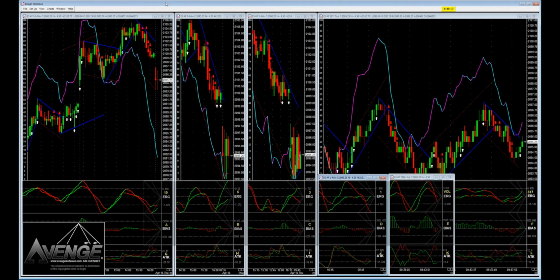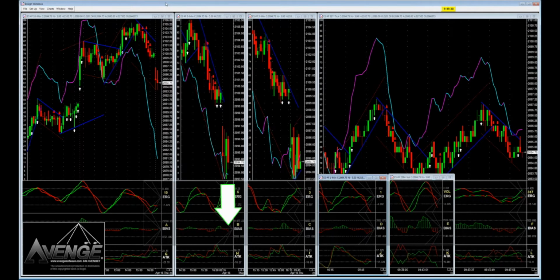The angles in the ergodics matter as well, but the angles in the bias are particularly important and play a significant role in our setups. As you can see right now in the B bias, it is angled significantly downward, and that means not only do we have a relative strength of sellers over buyers, but it is increasing. There's an increasing strength of sellers over buyers.